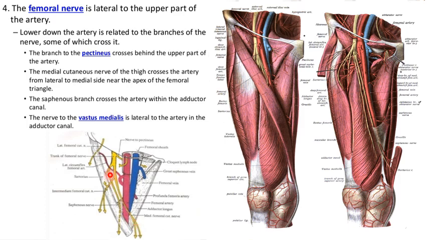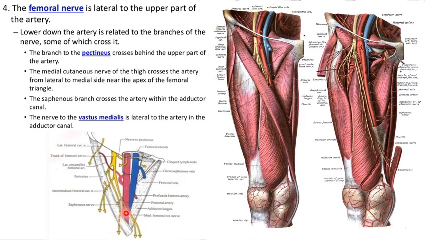And then the saphenous nerve. Saphenous means superficial. So the saphenous nerve crosses the femoral artery from lateral to medial in the adductor canal. So even this saphenous nerve initially is lateral to the femoral artery. Here you can see.